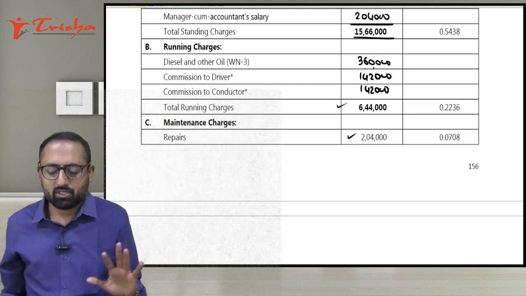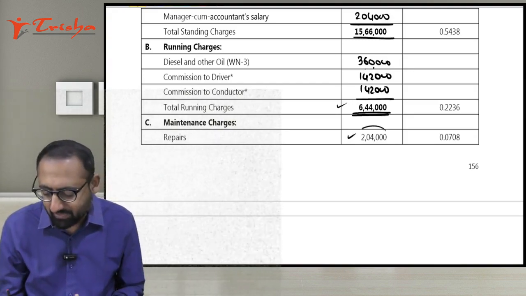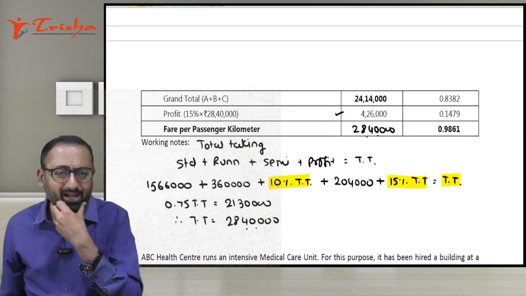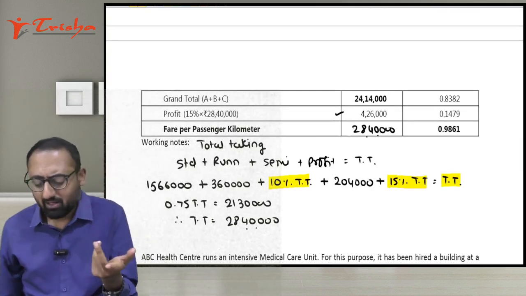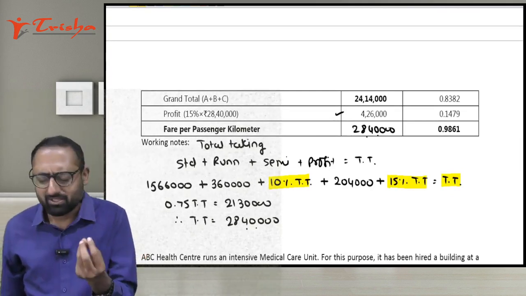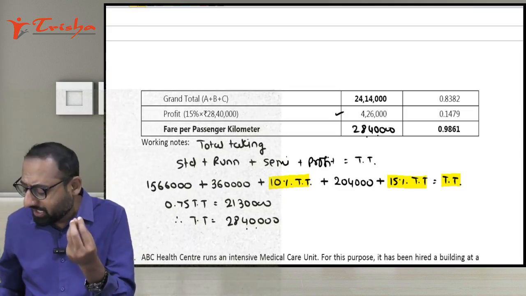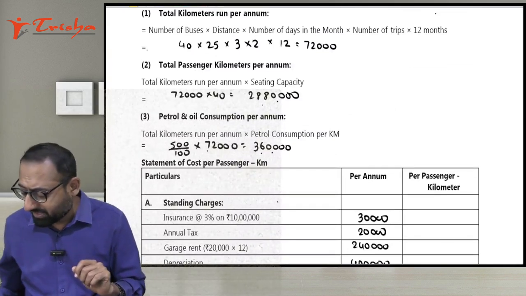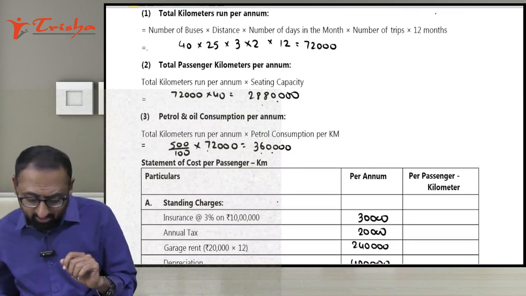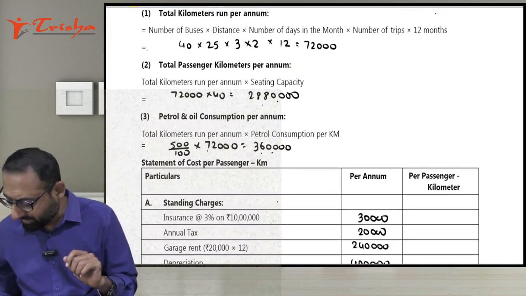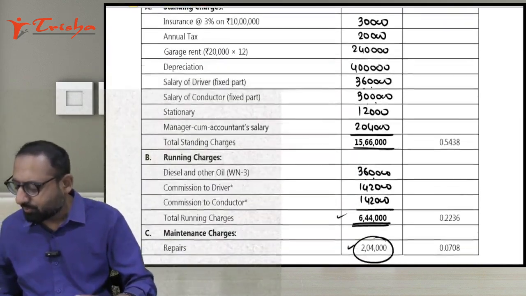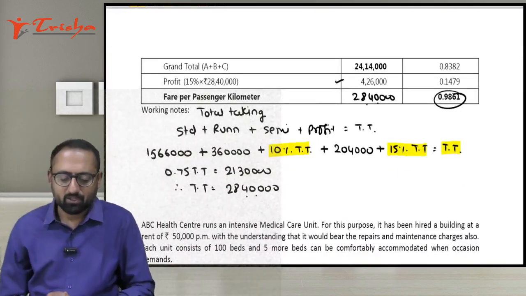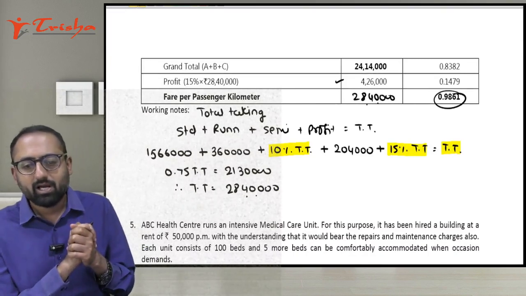Right? So you have got the standing charges, variable expenses, semi-variable expenses. Now you got the total, and you also need to calculate fare per passenger kilometer. So guys, boys and girls, that 28,40,000 divided by passenger kilometer, working note number 2. Passenger kilometer are 28,800. Sorry, 2,88,000. Or 28,80,000. So your answer comes to 0.9861. 0.9861 will be your answer.